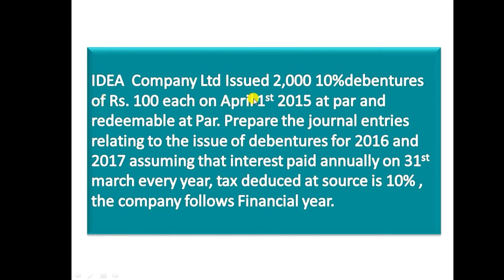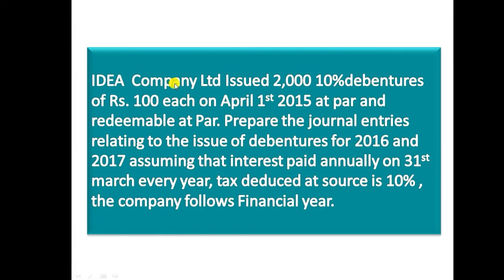Idea Company Limited issued 2000 10% debentures of ₹100 each on 1st April 2015 at par and redeemable at par. Prepare the journal entries relating to issue of debentures for 2016 and 2017, assuming that interest is paid annually on 31st March every year, and tax deducted at source is 10%. The company follows a financial year.